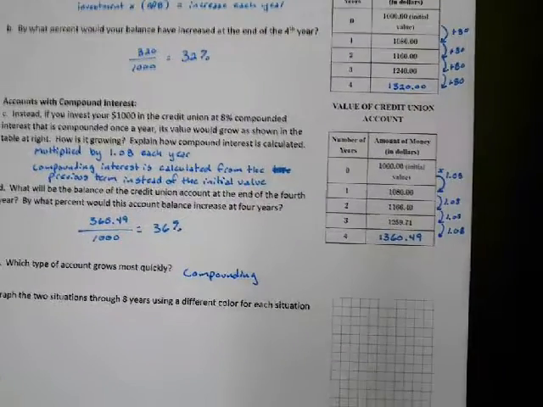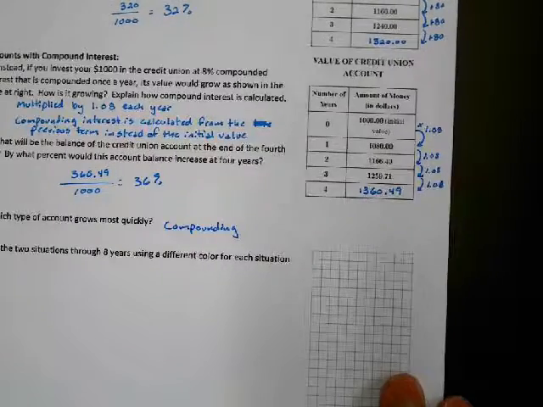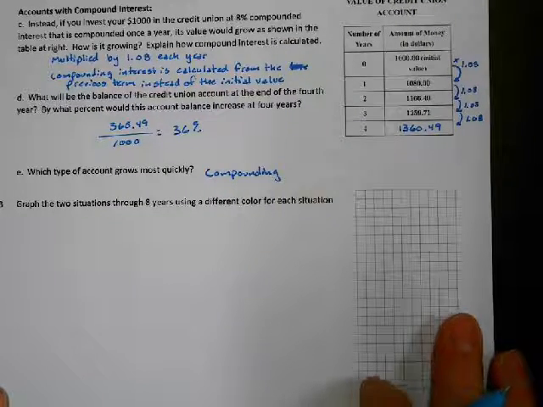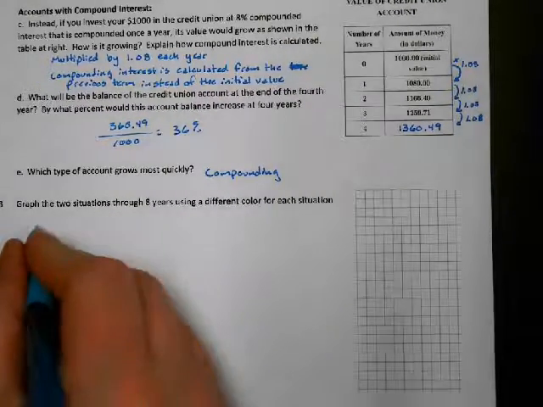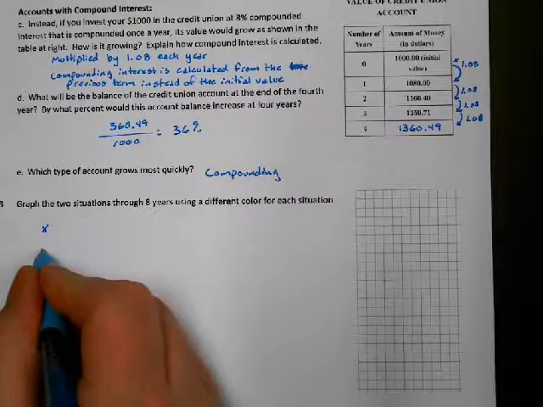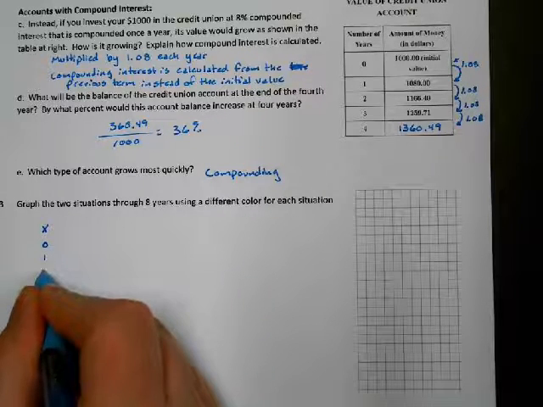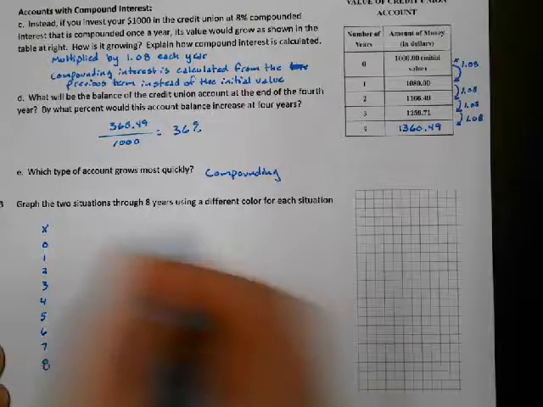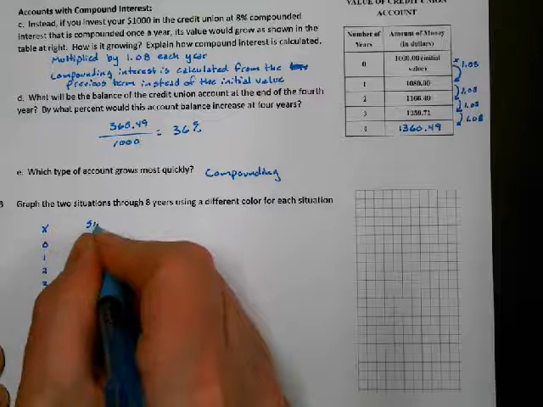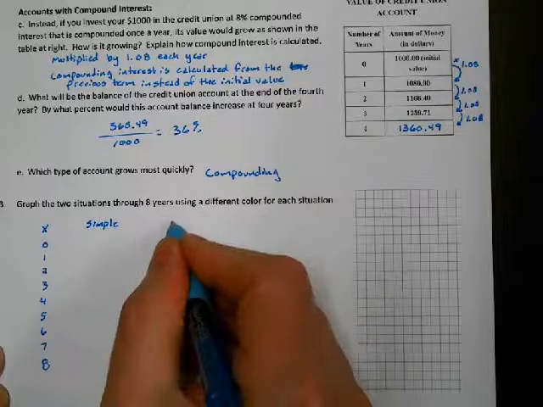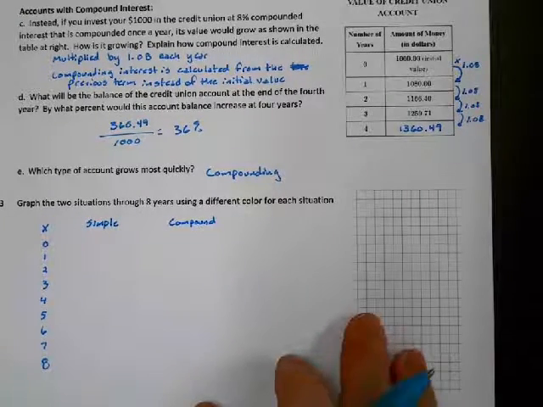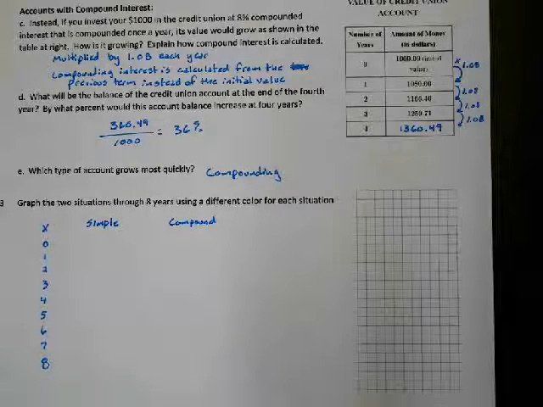All right, so we're going to graph the two situations through 8 years. So let's do, for our x values, 0, 1, 2, 3, 4, 5, 6, 7, 8. And then we're going to do the simple interest, and then we'll do the compound. All right, I'm going to pause so that you don't have to watch me use my calculator for a few minutes. So I'll be back in a second with all the calculations here.